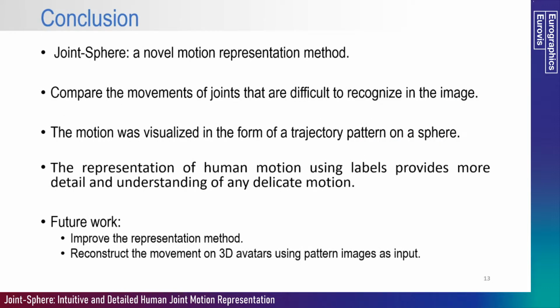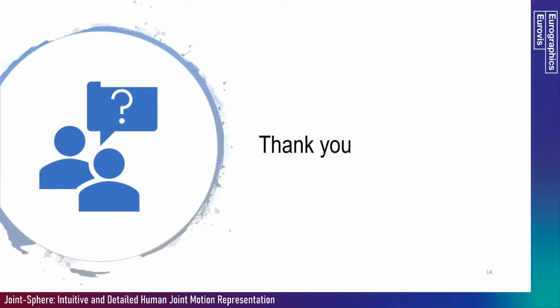In conclusion, joint sphere, a novel motion representation method, allows for a detailed comparison of each joint using the trajectories. And also, the representation of human motion using labels provides more details and understanding of any delicate motion. In future work, we will improve the representation method so that the temporal order of each pattern can be distinguished and develop an algorithm to reconstruct the movement on 3D avatars that will receive pattern images as input.